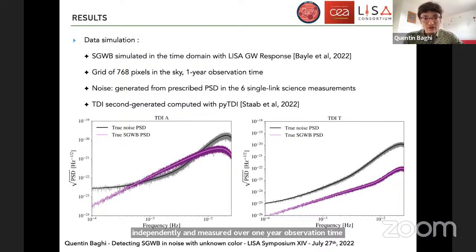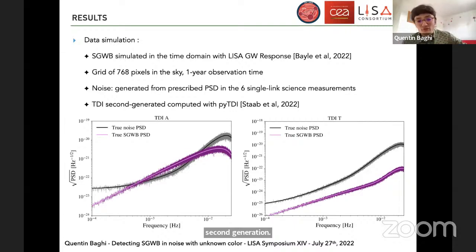And for the noise, this is less realistic for now. We plan to improve that in the future. We generated it from a prescribed power spectral density in the time domain with independent realizations on the 6 links, the 6 science interferometer measurements. And then once we have the single link measurements, we apply the time delay interferometry transformation, second generation. And we use the PyTDI software developed by Martin Staab et al.